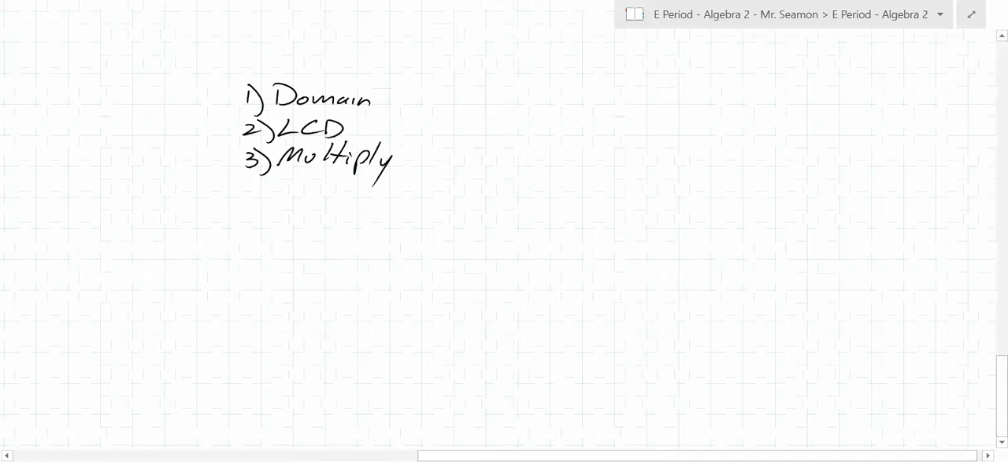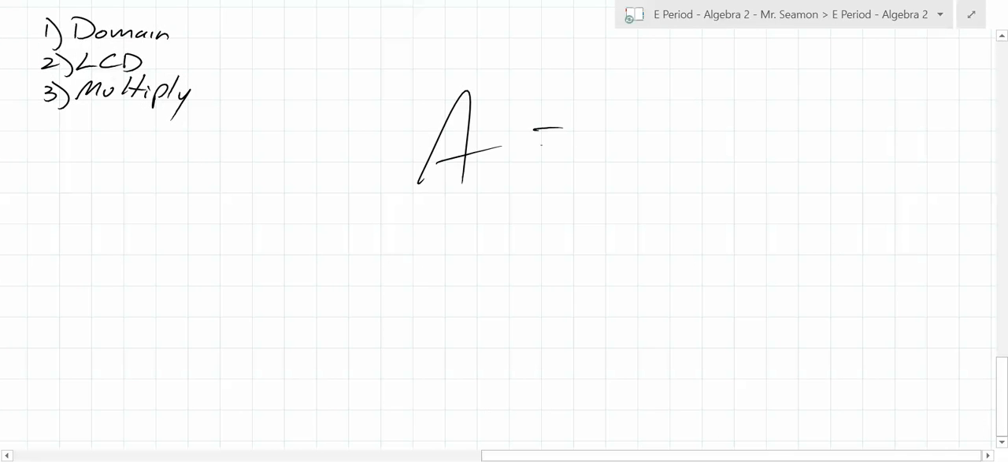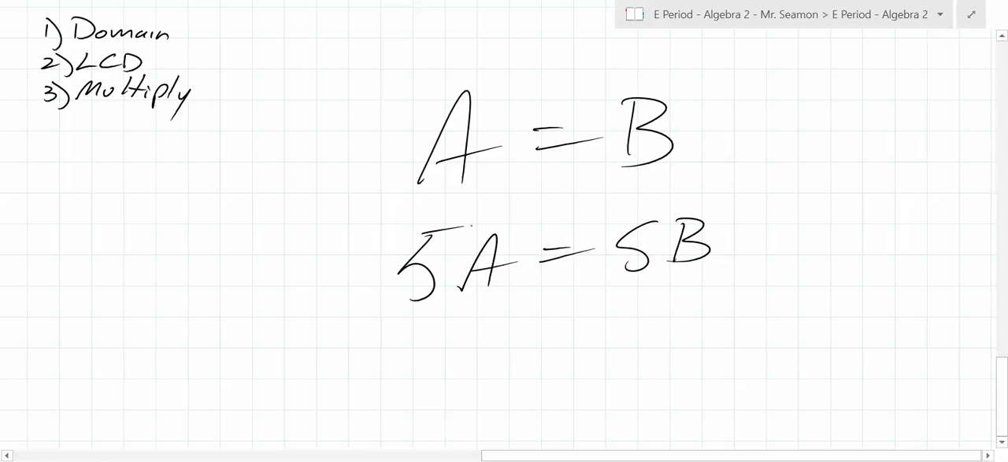Side note, everybody. If A equals B, is it true that 5A equals 5B? Yeah. Remember what that rule is called? It's called the golden rule of algebra. What you do to one side of an equation, you have to do to the other side.